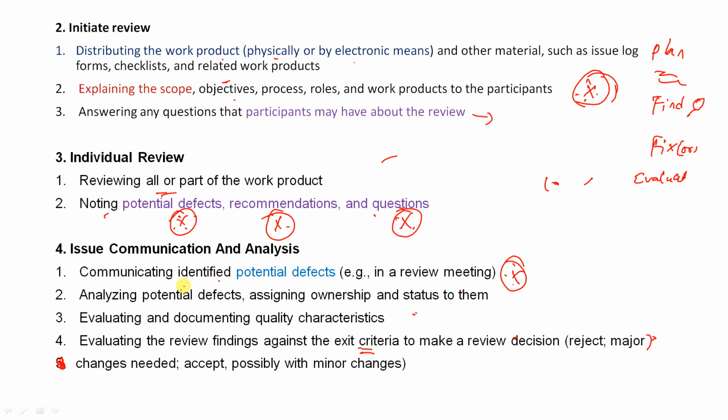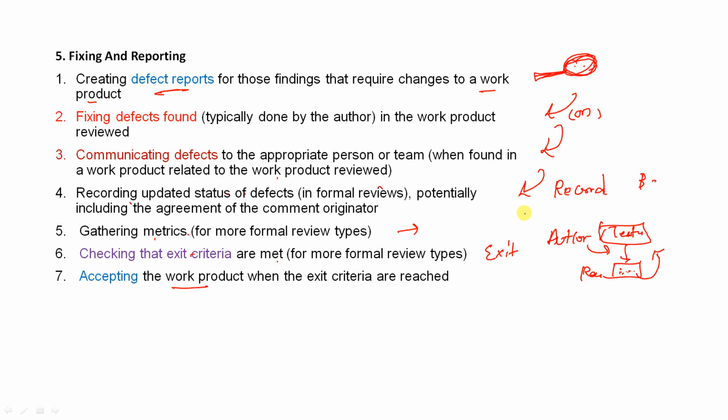Next is individual review, where they start to review and note everything down. In the issue communication, they communicate what they noted down and analyze the severity. In the fixing and reporting phase, as per the severity they'll fix, and they'll document everything. Then retesting is followed after the exit criteria and accepting the work product. So that's all about this video.